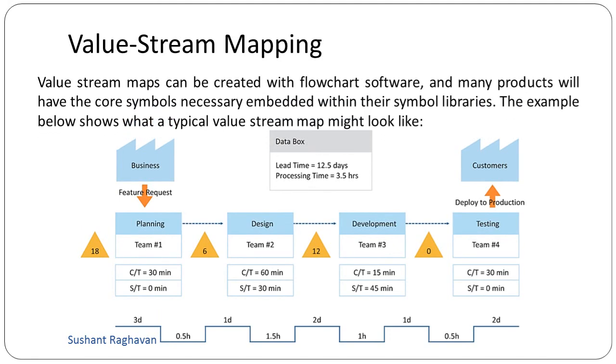Value stream maps can be created with flowchart software, and many products will have the core symbols necessary embedded within their symbol libraries. The example below shows what a typical value stream map might look like. Businesses, planning, design, development or production, testing or inspection, customers.